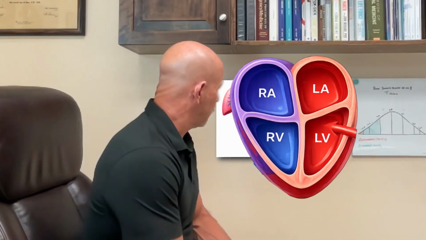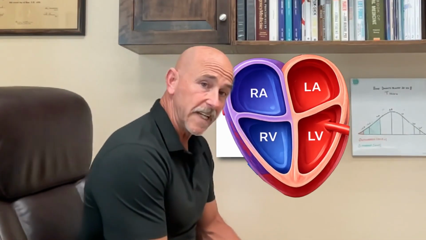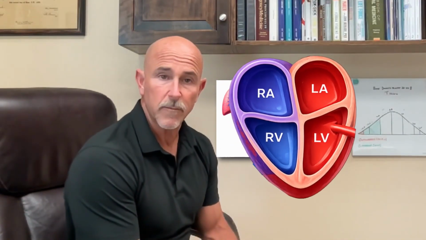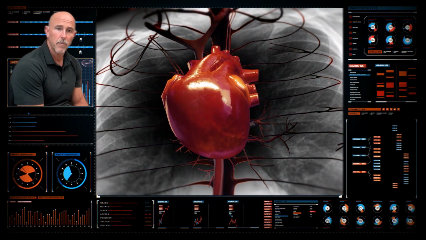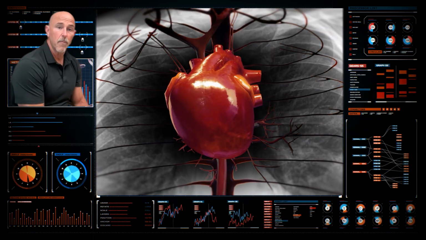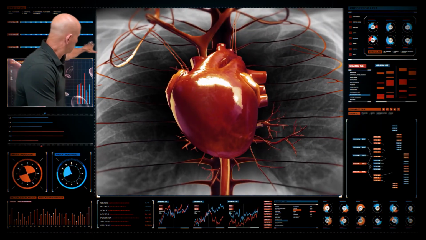So we have a right side and a left side to our heart, and the right atrium receives deoxygenated blood that's been used by the body for metabolic processes. It is then pumped from the right atrium through a valve, the tricuspid valve, into the right ventricle, which is a muscular part of the organ that has enough power to pump that blood out the pulmonary arteries to the lungs.